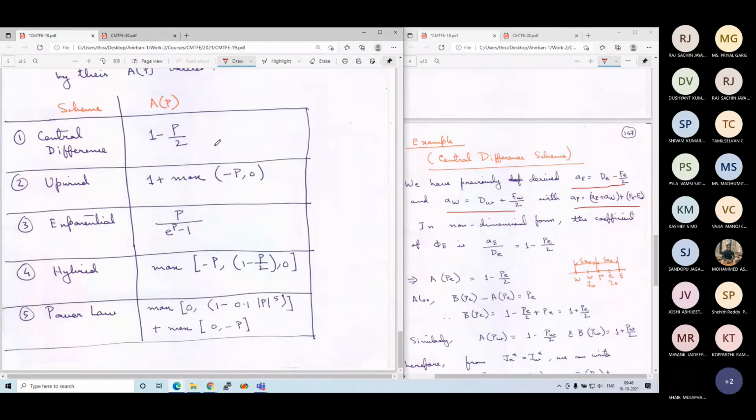So we can write the code for a generalized discretized scheme, and then we can just substitute the function of A. We can call a subroutine or a function so that A is equal to, say, P by e to the power P minus 1. And similarly, we can then calculate all the values at all the points. We did not write a separate code for each of these schemes. This is the idea. Any questions?